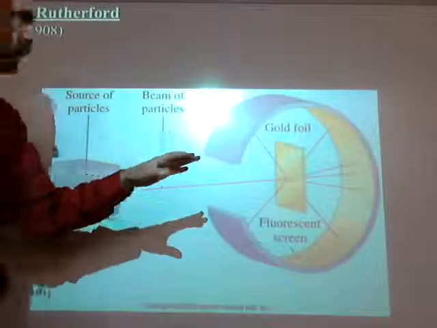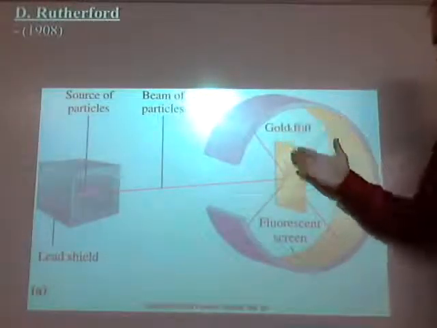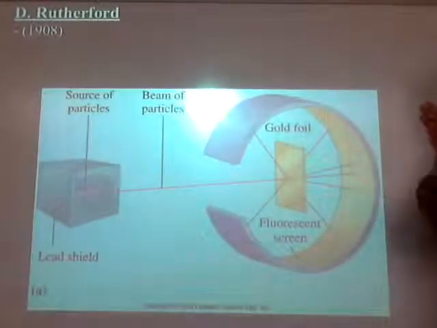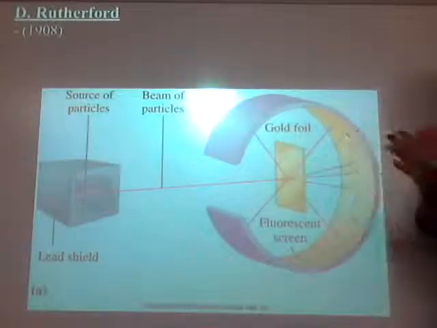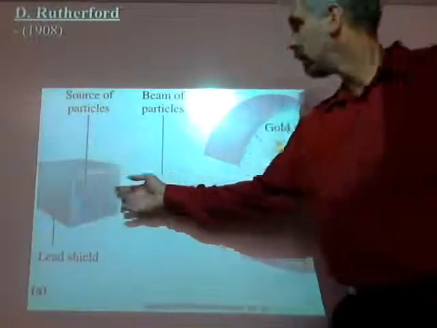Here's basically what he did. And this is the picture that's in your book as well. All right? He took a very thin piece of gold foil. So thin it was basically transparent. You could see through it. That's how thin the gold was. Transparent. And he fired particles at it.